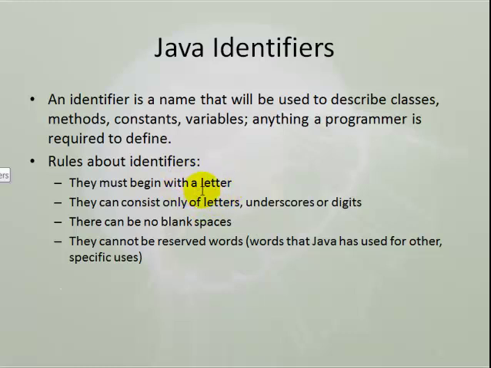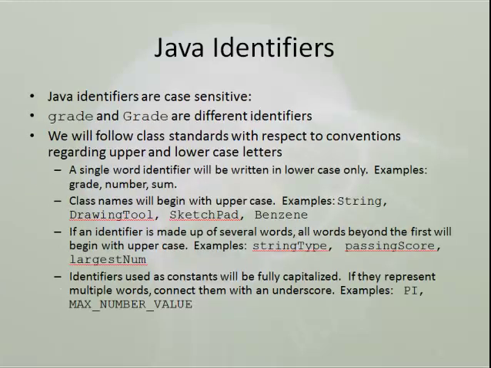So every single identifier in the Java language, if you would like your program to run, begins with a letter. It can only contain letters, underscores, or digits, no other symbols from your keyboard. You can't have any blank spaces in your variable's name, the identifier, and it can't be a reserved word. And I'll give you a whole list of reserved words. Those are words that Java uses for other things for the programs to run.